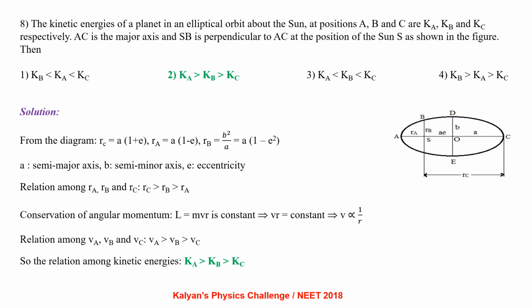Applying conservation of angular momentum, L equal to mvr, it is constant. So as mass is already a constant value, we can write Vr equal to constant, from which we get V is inversely proportional to R. Relation among Va, Vb and Vc, we can see Va is greater than Vb and greater than Vc. So the relation among kinetic energies also, Ka is greater than Kb and that is greater than Kc.